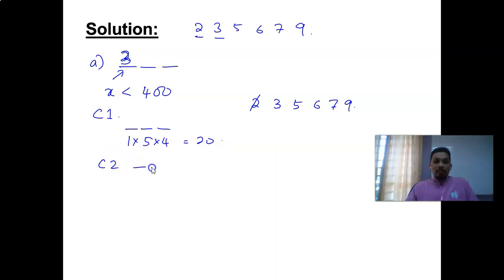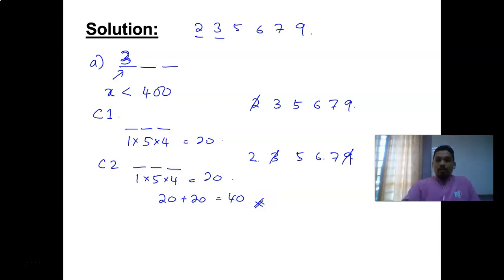Case number 2, if I begin the arrangement by selecting number 3. There is only one 3 here, so there is 1 way of solution. And then how many digits are left? 1, 2, 3, 4, 5. So 5 different ways of selection. If I choose 9, then how many are left next? 1, 2, 3, 4. So there are 20 different ways. So case number 1 plus case number 2, 20 plus 20 equal to 40.